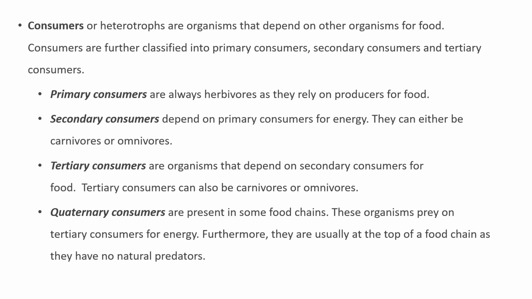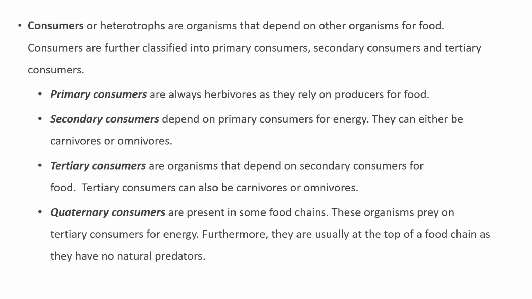Primary consumers are basically the herbivores, the organisms which eat green plants. We call them primary consumers. They are also known as herbivores. Secondary consumers are dependent on these primary consumers for energy. They can be either carnivores or omnivores. Tertiary consumers are dependent on secondary consumers for food and can be carnivores or omnivores.